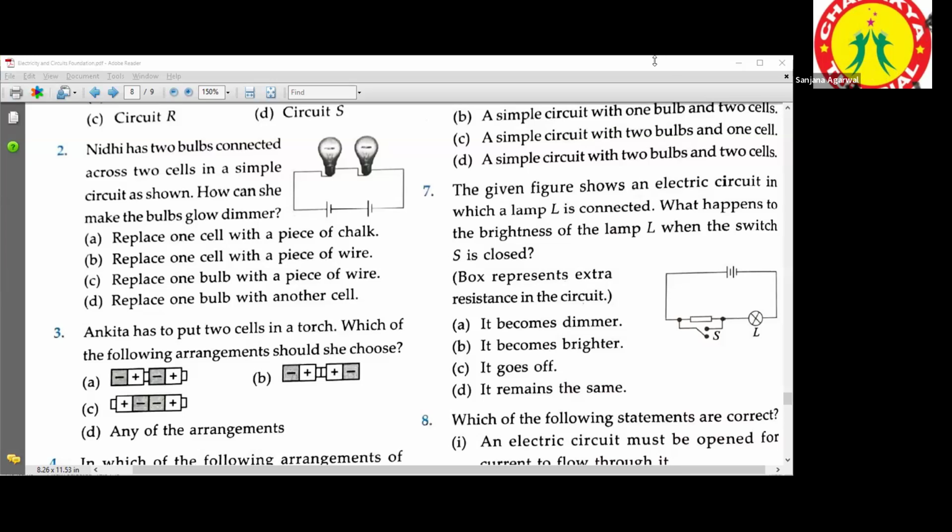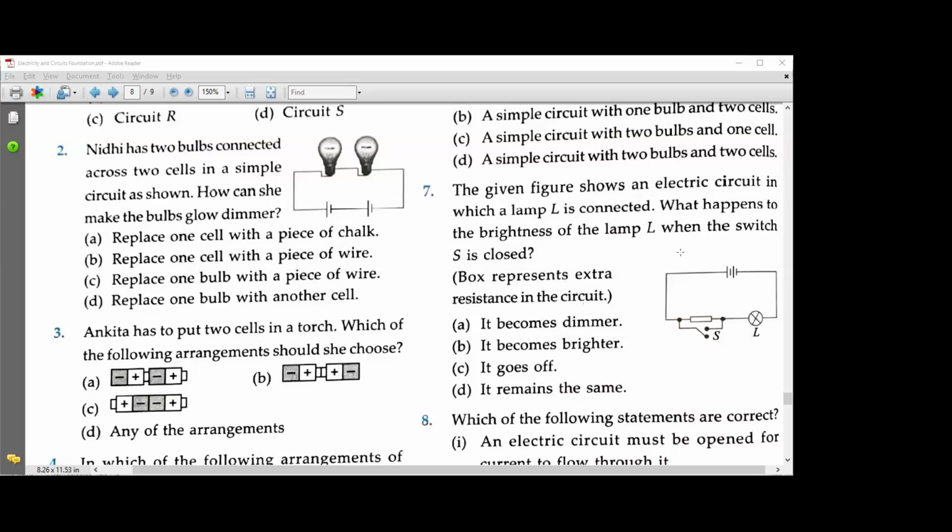If we put a chalk in place of one cell, that will act as an insulator, which means the current will not get a complete path, and the bulb will not glow at all. So we can replace one cell with a piece of wire, meaning only a single cell remains, so as to reduce the voltage, or electric potential, at the source, and hence the bulb will automatically go dimmer. Is it clear, Neha, Nishika?